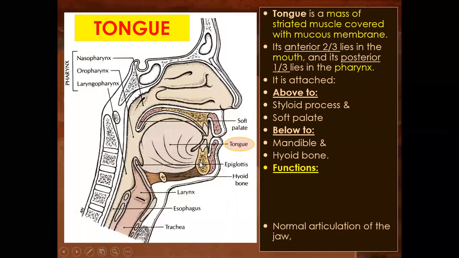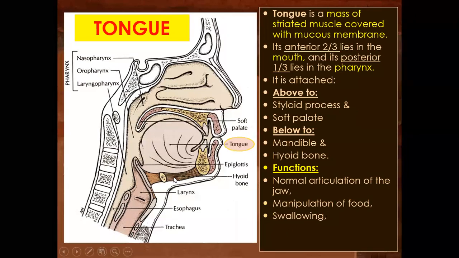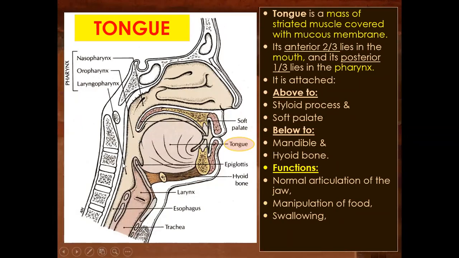It is a cut section. Functions of the tongue: a very important function is the normal articulation of the jaw. Whenever the jaw moves, the tongue also moves, and it helps in chewing the food, mixing the food, and manipulation of the food. It also helps in swallowing. How does it help in swallowing? The tongue pushes and touches the hard palate, and the food is pushed into the esophagus. This is how it helps in swallowing.